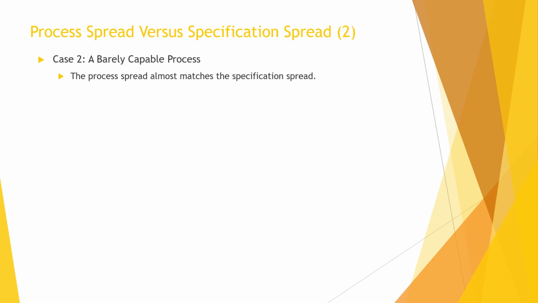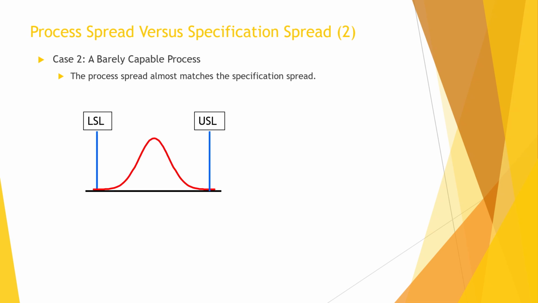Let's look at case 2, a barely capable process. The process spread almost matches the specification spread. When a process spread is just about equal to the specification spread, the process is capable of meeting specifications, but barely so. You see? You see the tails? Some of them are clearly touched.